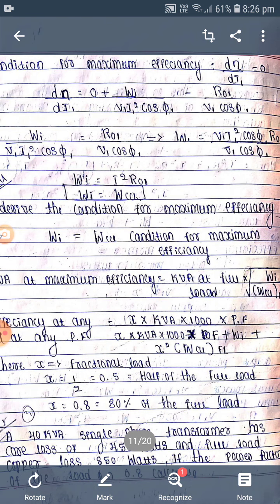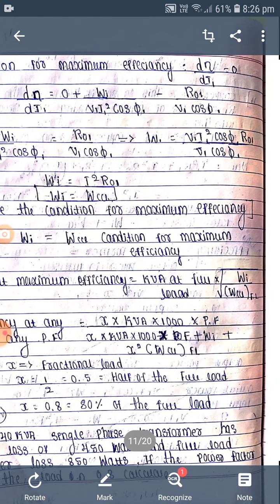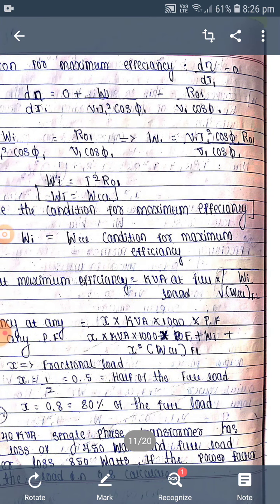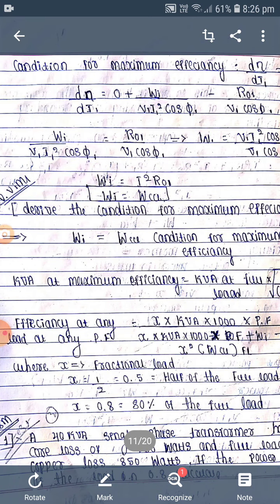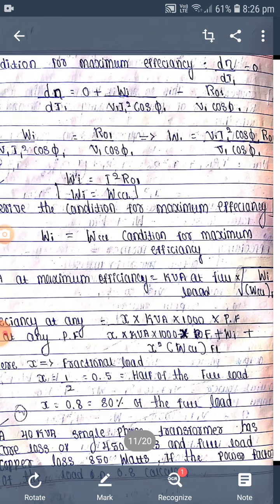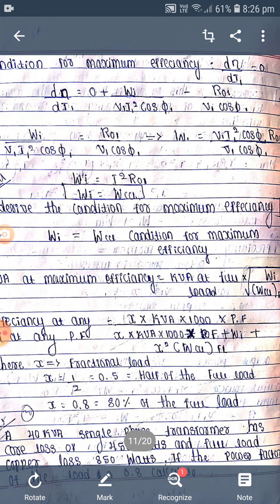Then this gives Wi equal to I1 square R01. What is I1 square R01? That is WCU. So Wi is equal to WCU. Remember this: under the maximum efficiency condition, the iron loss must be equal to the copper loss. You will get one derivation in the examination.